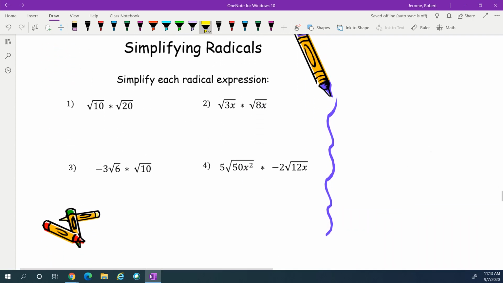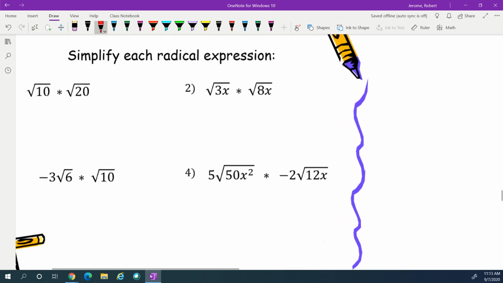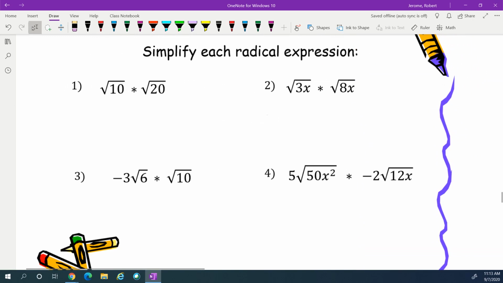So let's look at a few. And there's a couple in here with variables. We're not going to worry about that right now. That's not going to be a focus for us at the moment, but we can always come back to that if needed. So for example, in the first one, I might multiply these together. And again, I'm just going to make the screen a little bit bigger, give us a little more room to work with. So in number 1, I can multiply that together and get square root 200.